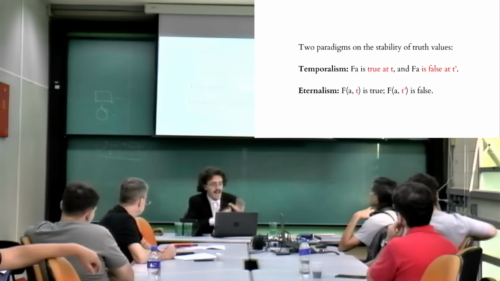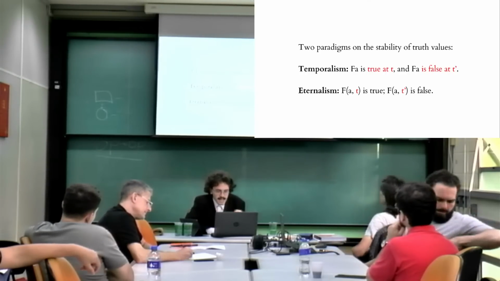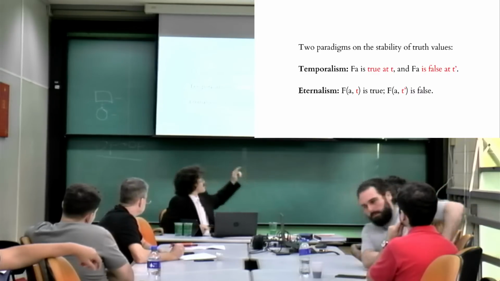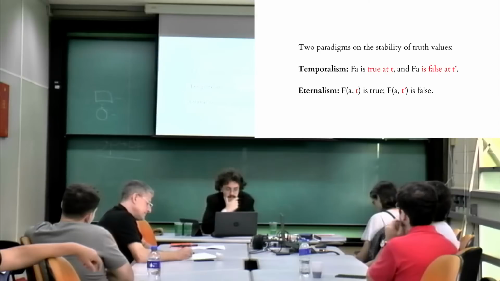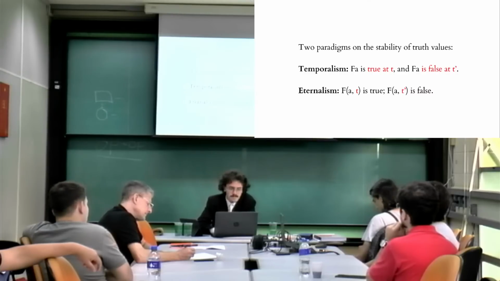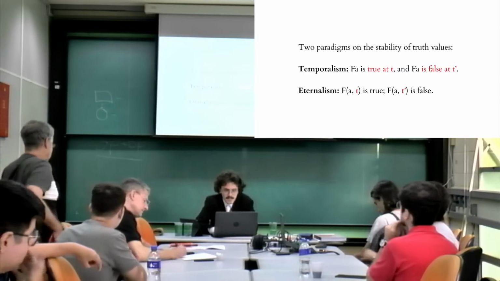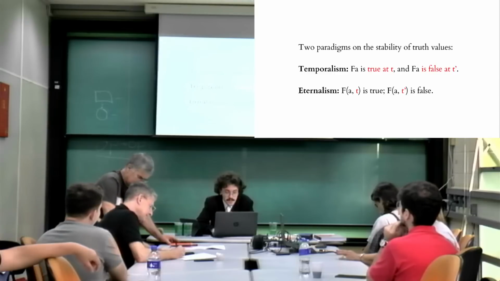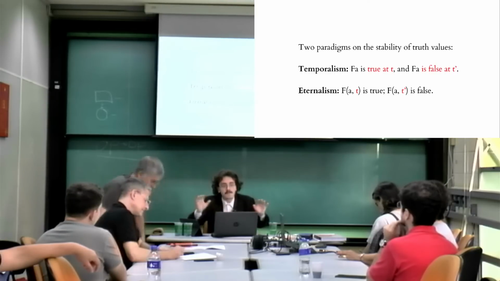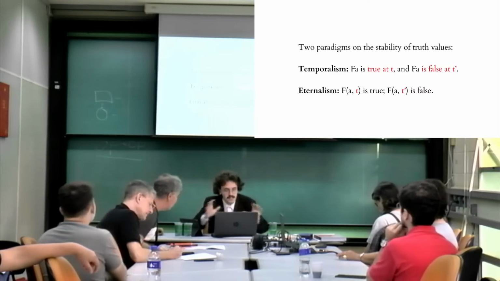a proposition like 'Socrates is eaten' is no longer analyzed as Fa being true at a time t. Instead, the contemporary view analyzes it as Fat, with t as an argument of the function, which eternalizes the proposition, formally understood as genuinely temporal. The first notion is called temporalism, and the second notion is called eternalism. These are the two paradigms concerning the stability of truth values that I mentioned. The first holds that the truth value of a proposition may not be stable. The second holds that the truth value of a proposition is unchangeable, eternal, always stable.